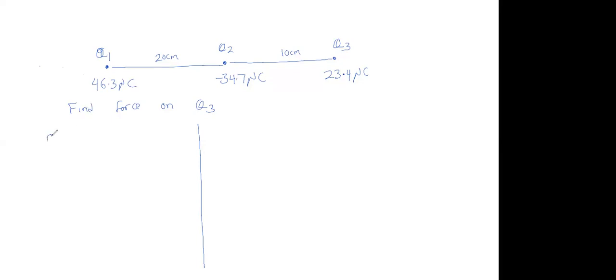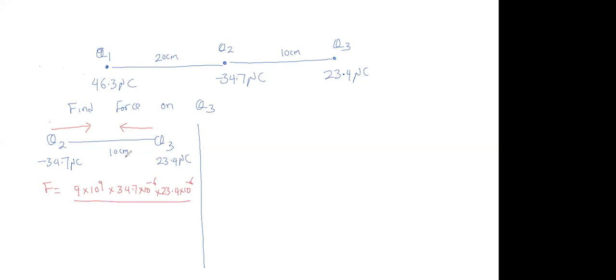So I can start with Q2 and Q3. The distance between the two is 10 centimeters. Q2 is negative 34.7 microcoulombs. This one is 23.4 microcoulombs. Members, which kind of force exists between the two? Attraction. Put it there, show that they are attracting themselves. This one will pull this side, this one will pull this side. So members, can we calculate the force? Let everyone calculate the force. Always never forget to convert the centimeters to meters. So calculate your force.